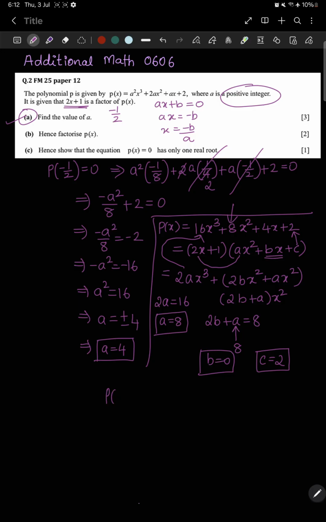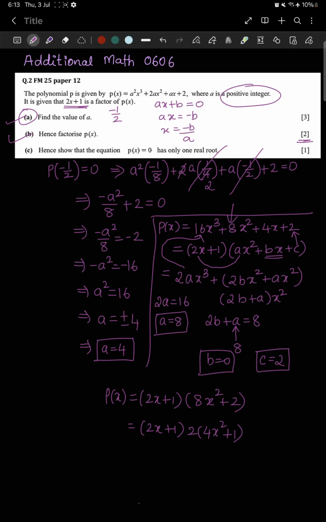Therefore, my given polynomial will be written in the factorized form as 2x plus 1 times 8x squared plus 2. I can factor out 2, and that gives me 2 times 4x squared plus 1, which will be the answer for the B part. This is just a 2 marker question, but it appears in your non-calculator exam, so you cannot use a calculator. You can also divide your given cubic by one of the factors and get that quadratic.